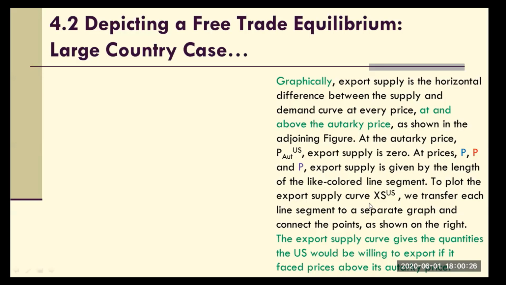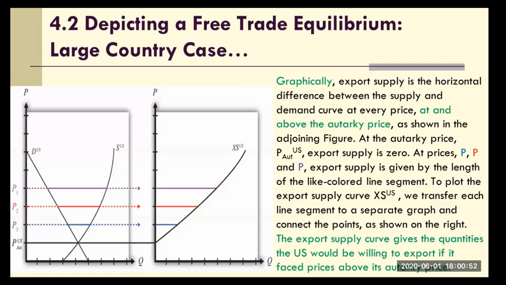To plot the export supply curve of the US, we transfer each line segment to a separate graph and connect the points, as shown in the figure at the side. So the export supply curve gives the quantity the US would be willing to export if it faced a price above its autarky price. Now let's see the diagram, so from this point you can easily understand.